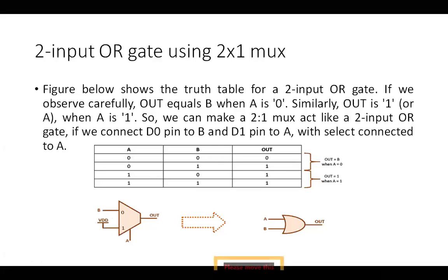Similarly, I want you all to implement the remaining gates. We have discussed AND, NAND, OR. You can still implement NOR, XOR, XNOR. Try implementing all of these, and we will get back in the next session.